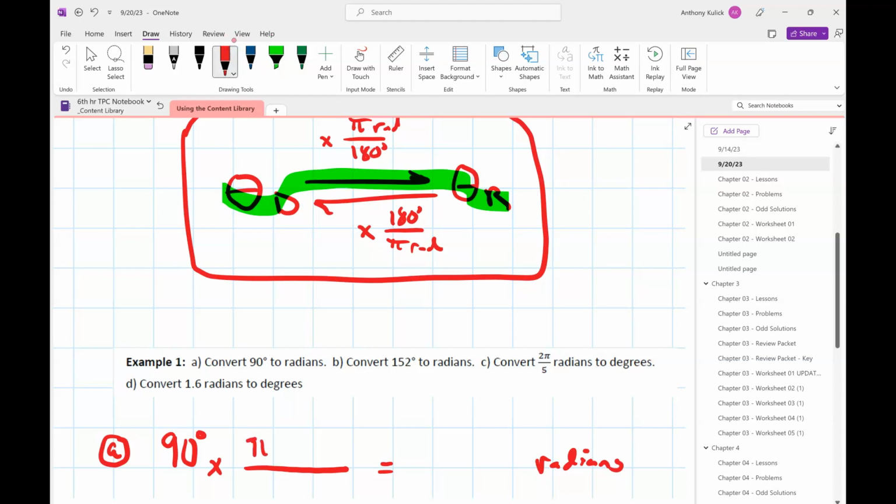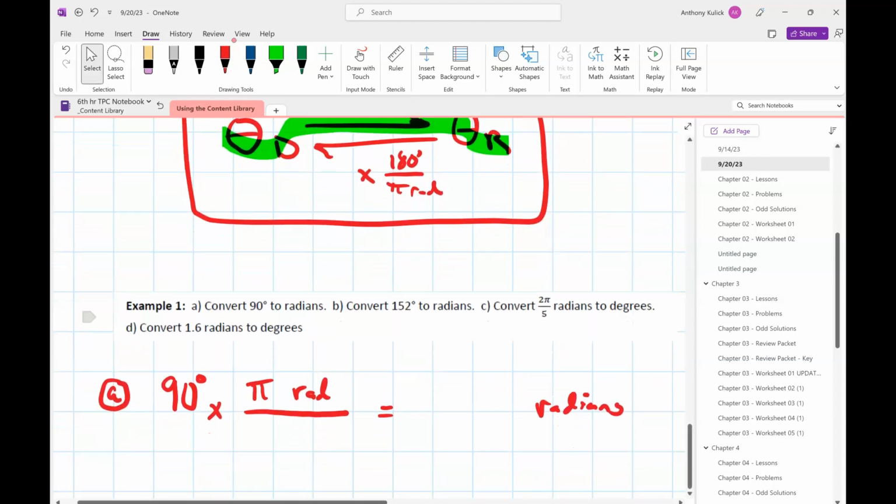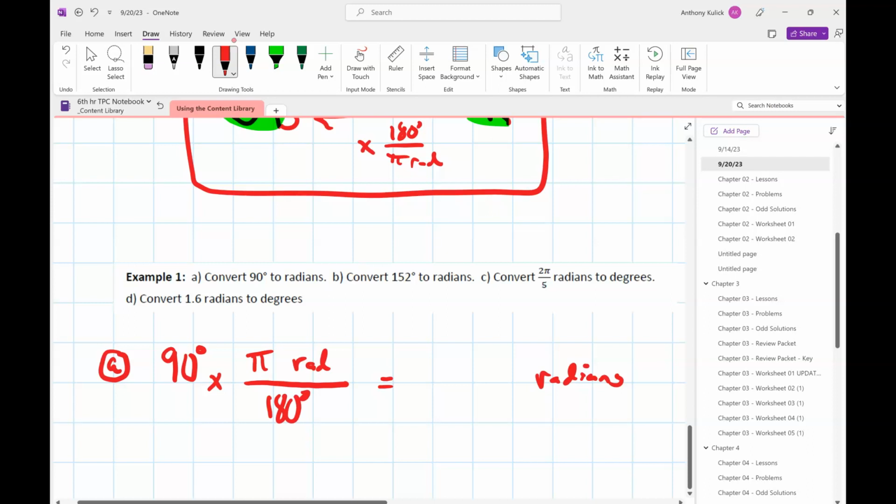So pi radians over 180 degrees, right? Now, the convention when doing this is if we can leave our radian measure in terms of pi, we would like to do so. So I'm going to look at 90 divided by 180. Is there a common divisor between 90 and 180? 90, right? 90 divided by 90 is 1. 180 divided by 90 is 2. So we're left with 1 times pi, or pi over 2.